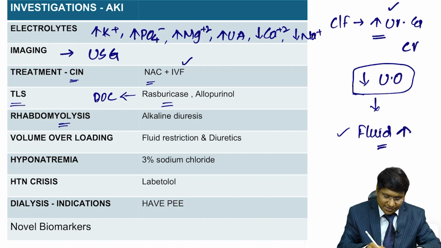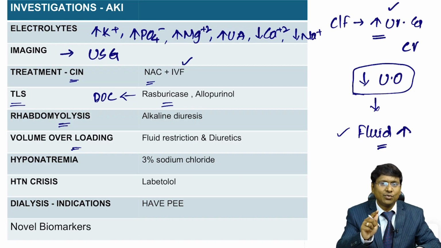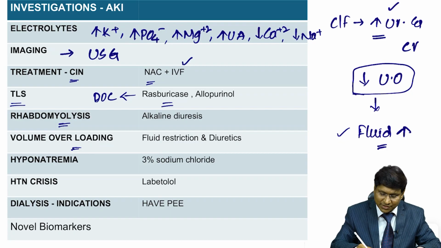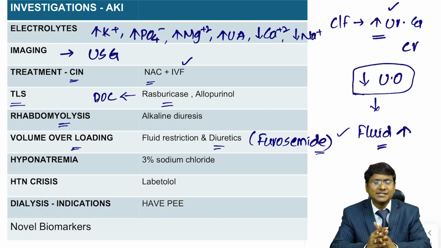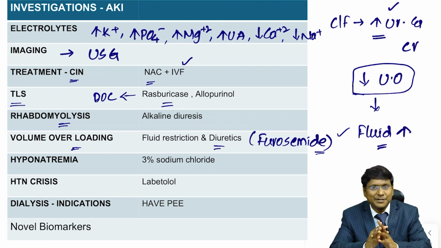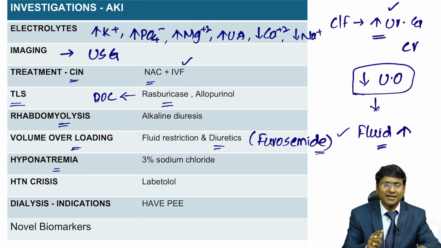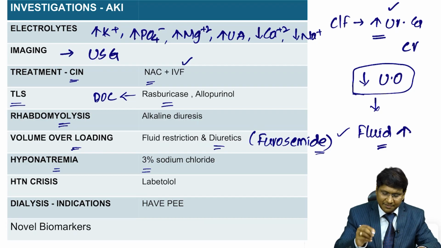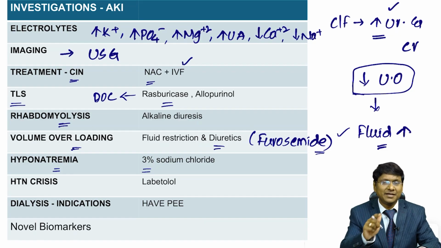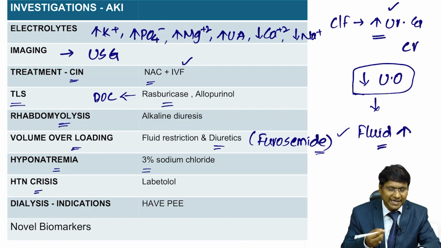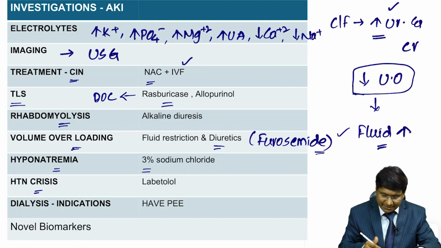In rhabdomyolysis, you need to do alkaline diuresis. For volume overload, you need to restrict the fluid intake of the individual. Then you need to give diuretics, and the diuretic that you need to give is furosemide. Next is hyponatremia, and this hyponatremia is mainly because of the dilution effect, and because of the hyponatremia these patients have altered sensorium and development of seizures. How can you treat this hyponatremia? You have to treat it with 3% sodium chloride, right? That is, when the individual has symptomatic hyponatremia, you need to give 3% sodium chloride, right? And for hypertensive crisis, you need to give labetalol.